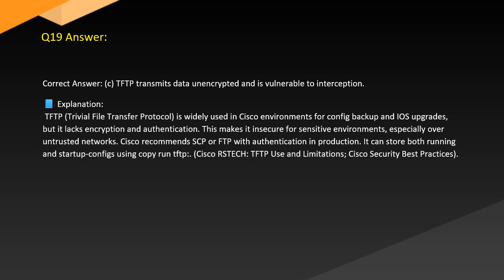Answer. Correct answer: C. TFTP transmits data unencrypted and is vulnerable to interception. Blue Book explanation: TFTP, Trivial File Transfer Protocol, is widely used in Cisco environments for config backup and IOS upgrades, but it lacks encryption and authentication. This makes it insecure for sensitive environments, especially over untrusted networks. Cisco recommends SFTP or SCP with authentication in production. TFTP supports both running and startup configs using copy run tftp. Cisco RSTECH, TFTP use and limitations. Cisco security best practices.